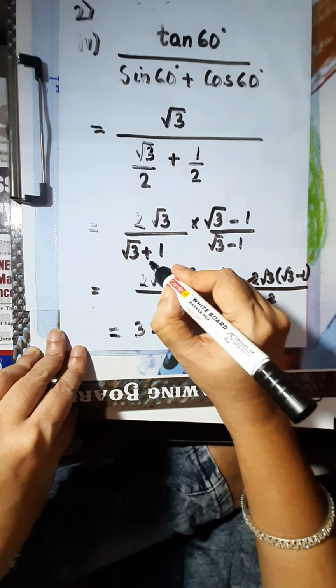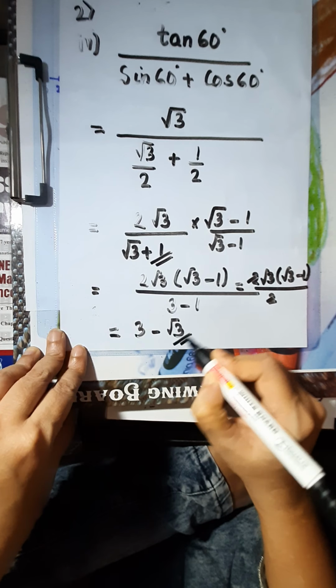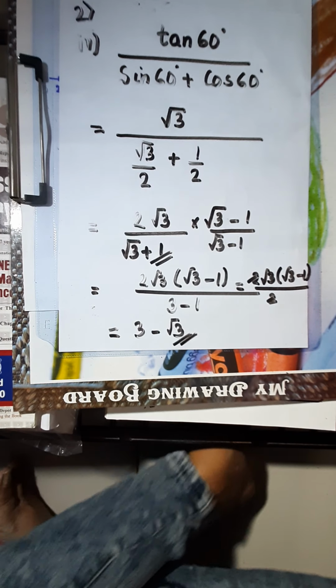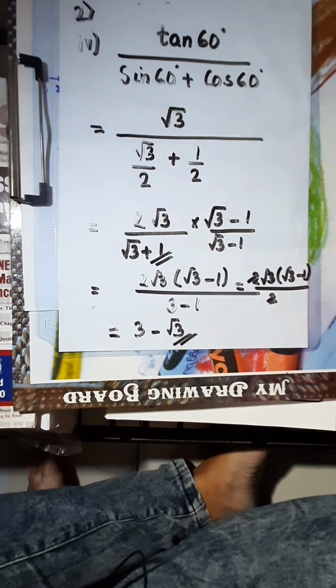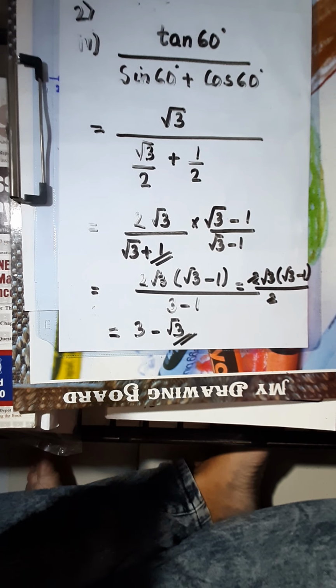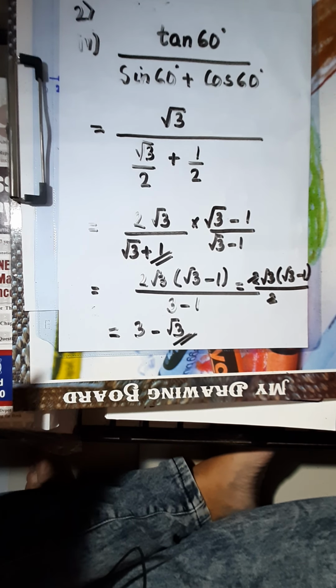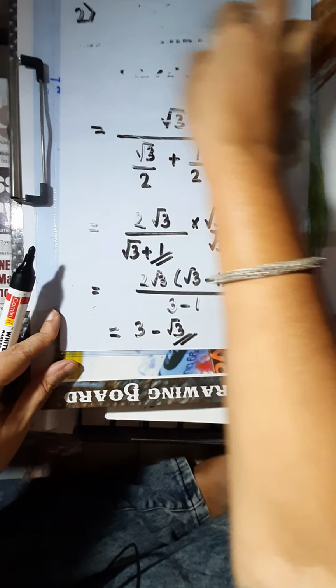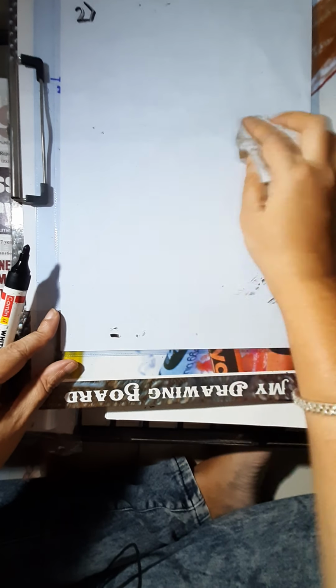So either I stop here or I can go ahead and finish it out. Okay, this is how I rationalize the denominator, because generally I give the answer in this form. Is that clear? Okay. Now let's go to the fifth question.